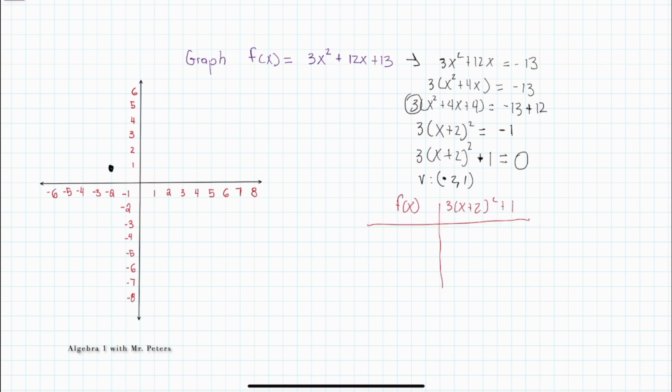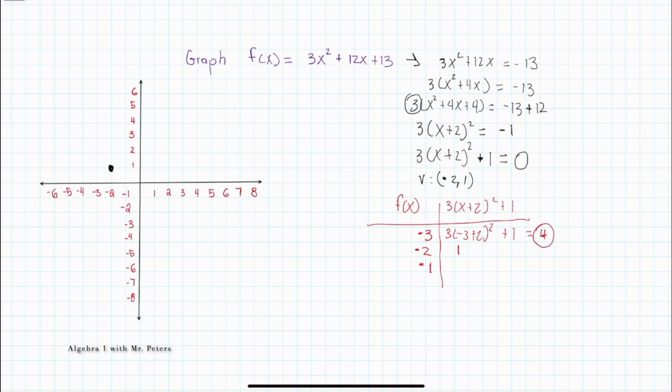We already know that when x is negative 2, our y is positive 1. So we're going to find the y coordinates for negative 3 and negative 1. Once we do this, it is going to help us with the transformation. So we plug this in. We have 3 times negative 3 plus 2 squared plus 1. When we simplify this, negative 1 squared is just 1, times 3 is 3. And then when we add 1 more, this is going to be equal to 4.